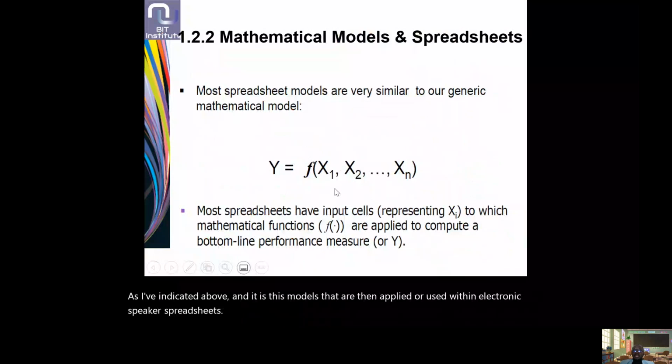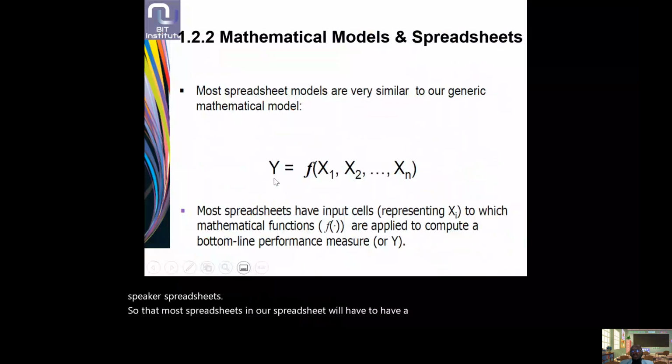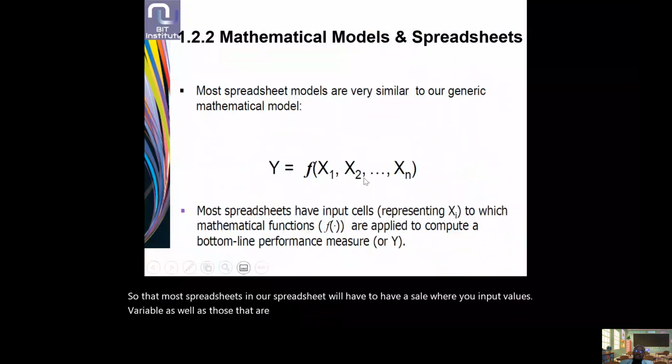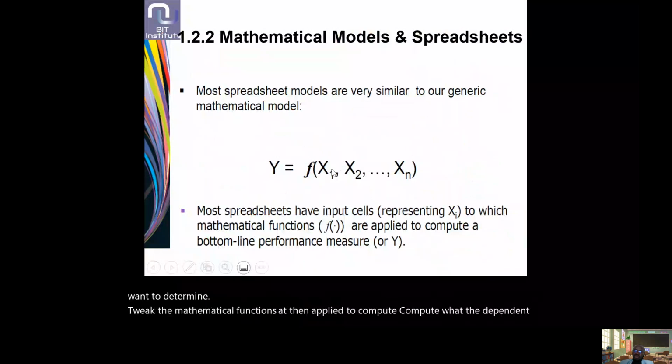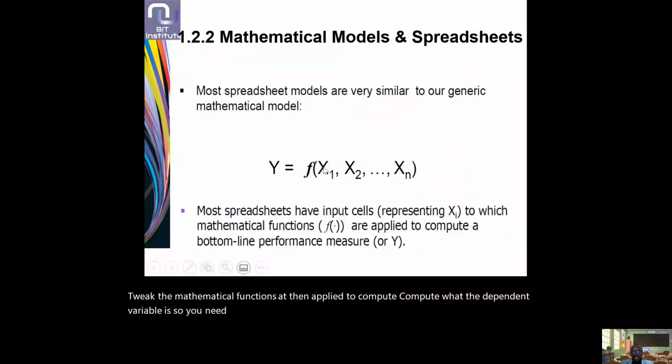In a spreadsheet, you'll have to have a cell where you input values that are associated with the dependent variable, as well as those that are associated with the independent variables. That's why we say that most spreadsheets have input cells representing the X values, or those variables that you want to determine, to which the mathematical functions are then applied to compute what the dependent variable is. So there must be some data, but what's the relationship between the data and the dependent variable that you want to determine?